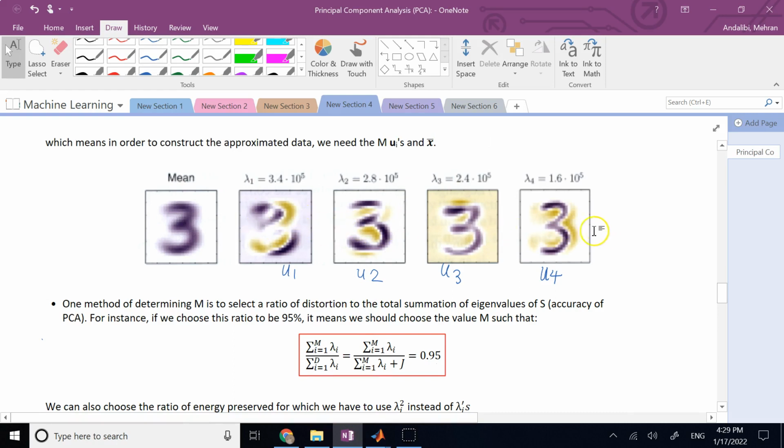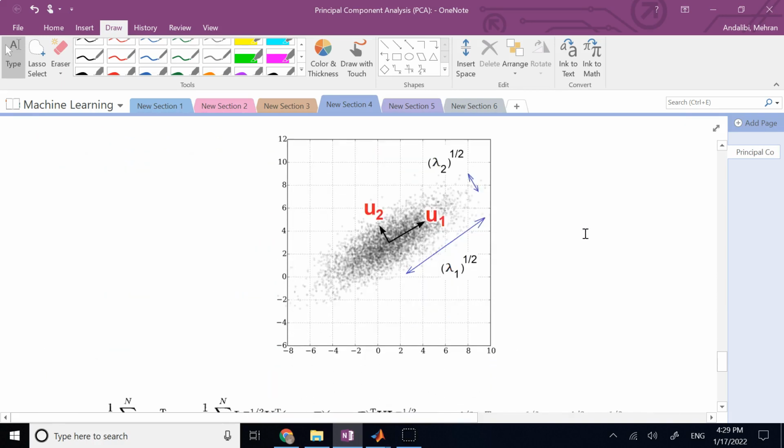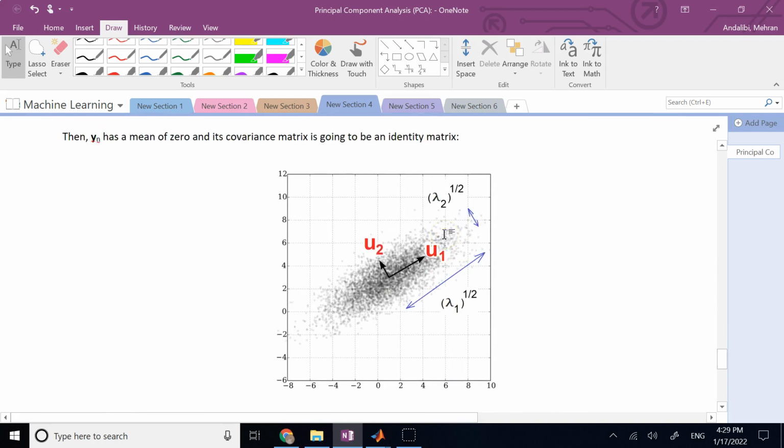Now, what's the meaning of these? It's not that clear. If I want to explain U1, U2, U3, and U4, it's not as clear as with some simple data. For example, here I have some random data spread over the XY plane, and if I find the principal components for them, they're going to be U1 and U2. If I use both U1 and U2, I have not done any compression because the dimension was 2 and now I'm still using 2. If instead I only use U1 and project all the XY points onto the direction of U1, then I went from D of 2 to M of 1. I have done like 50% data compression, right?